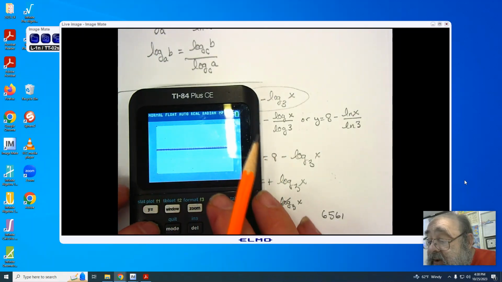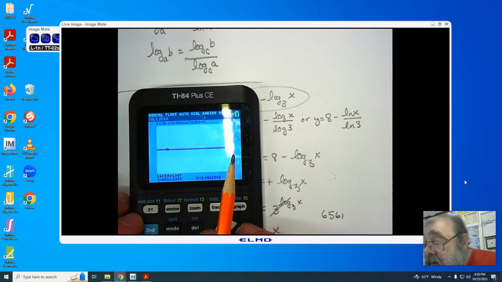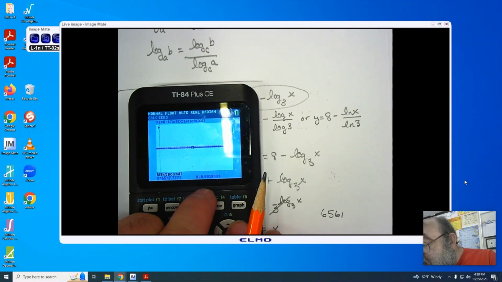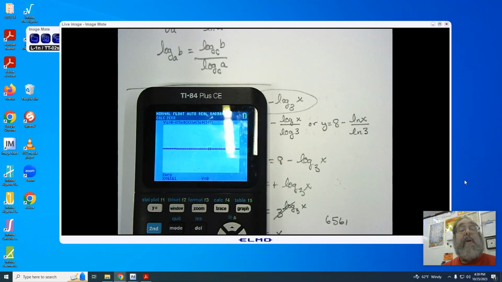So I'm going to go second trace, find my 0. You'll notice it's very small, so I'm going to go up just a little bit higher. It is still positive, though. Hit enter. And then we're going until we get a negative number here. Up, there's the negative number. Enter, enter. And 6561 is my solution.